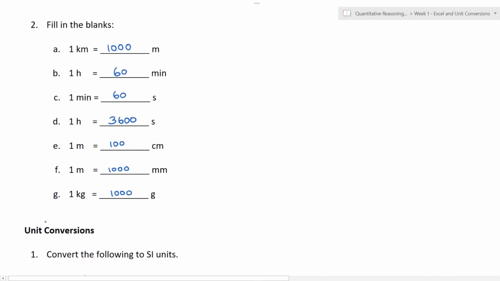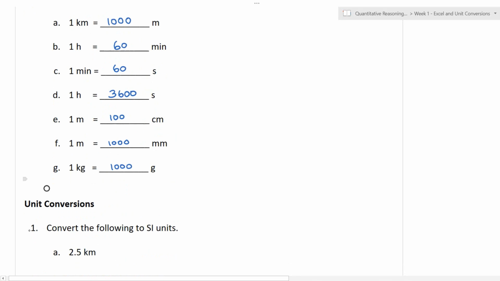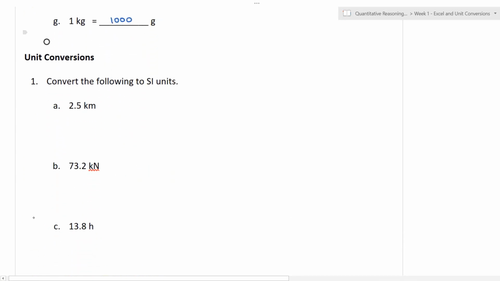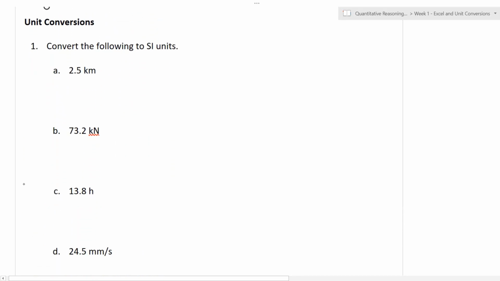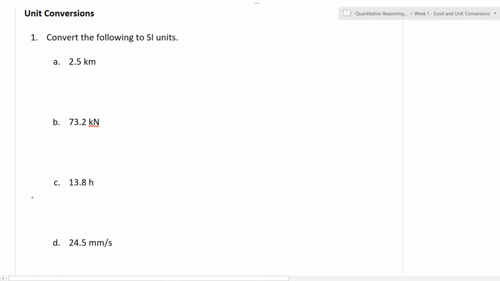All right, so take a moment to make sure you know how to do all of these on your own. These would not be given to you on a formula sheet. You're expected to know these equivalent units. All right, now we're going to use that idea to convert between units. You might convert your units in different ways than I do. I'm going to show you a method that I like the most. If you prefer a different method, that's totally fine as long as you're getting the correct answer and it all makes sense.